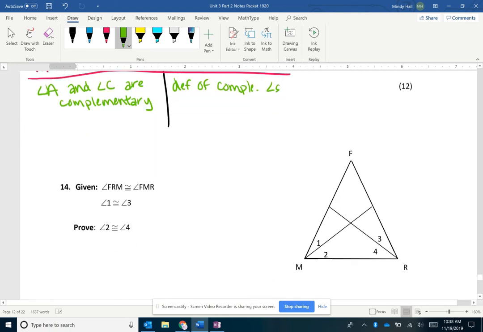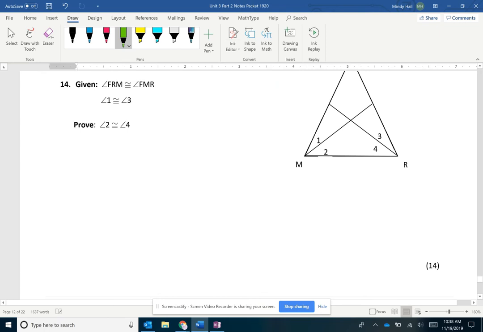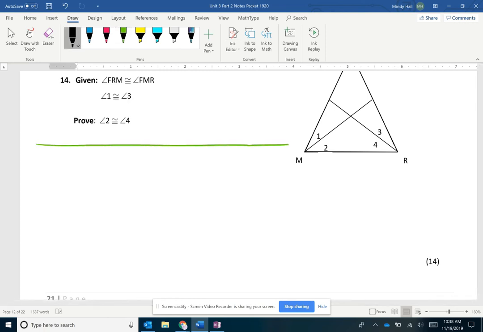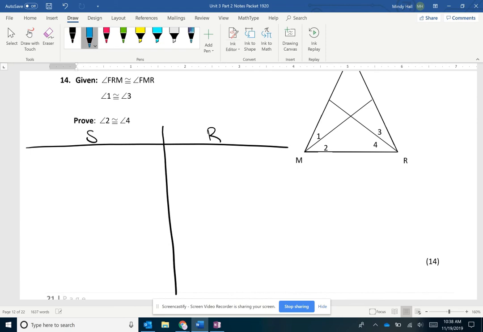All right. So then for number 14, I will let you know that I think this has more steps than 14 pieces, but we draw our line, and I'm really sick of these lines not changing colors. But we have our statements and our reasons. So we start with angle FRM is congruent to angle FMR. And then we also have angle 1 is congruent to angle 3.